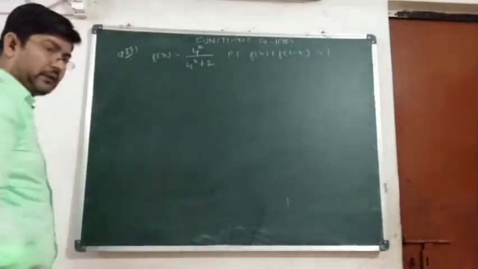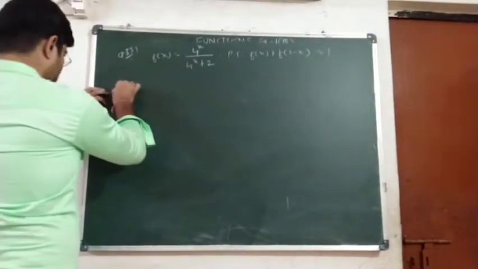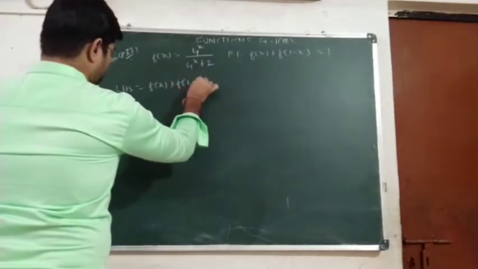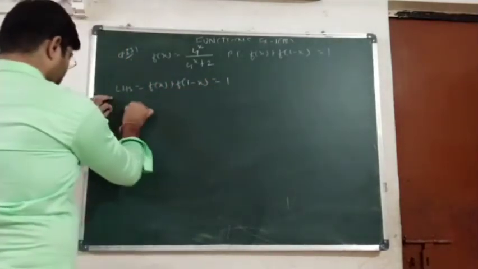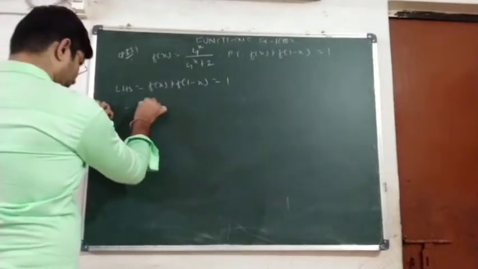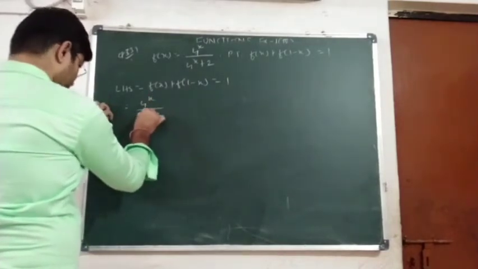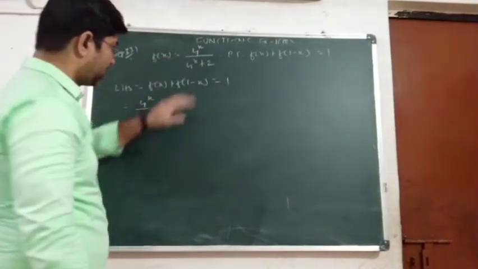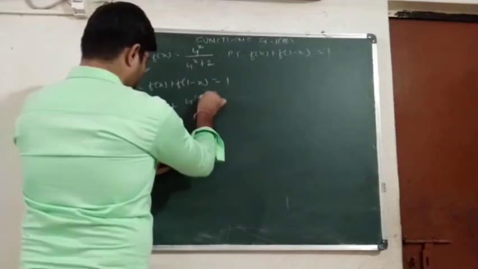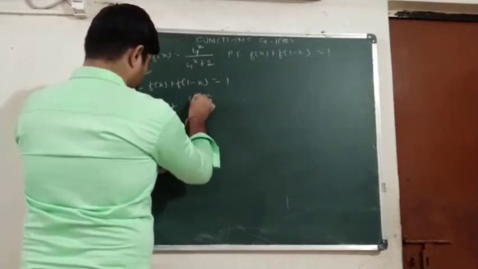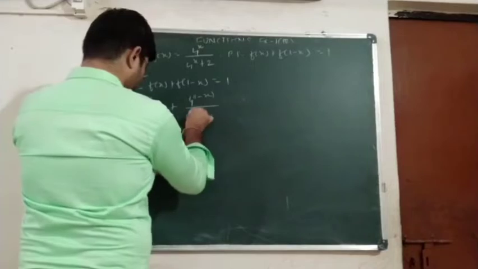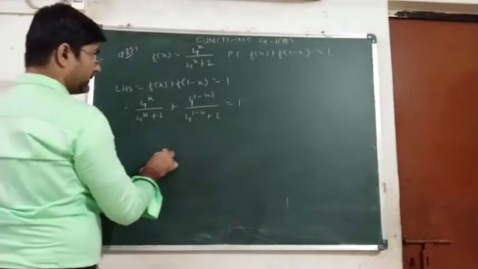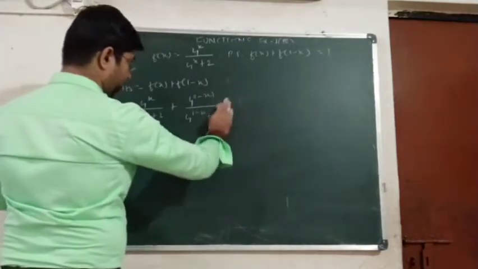Okay, let us prove the first part first. Take the left hand side: LHS is equal to f of x plus f of 1 minus x. For f of x we have the formula as it is. In order to find f of 1 minus x we will substitute x by 1 minus x. So 4 raised to 1 minus x upon 4 raised to 1 minus x plus 2. Okay, let us simplify. This we have to prove equal to 1.